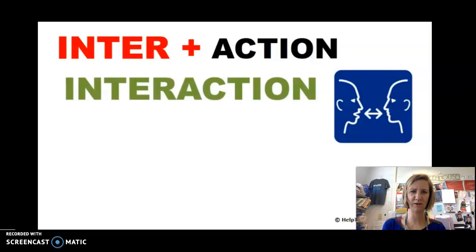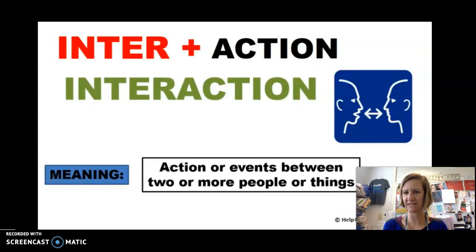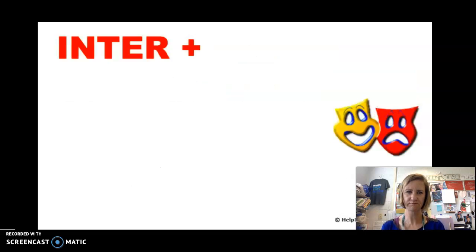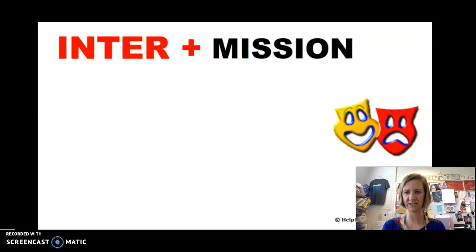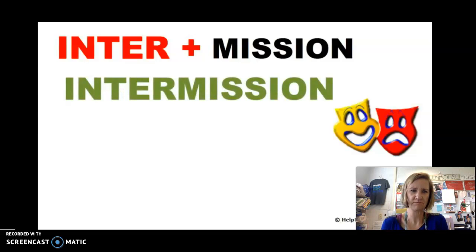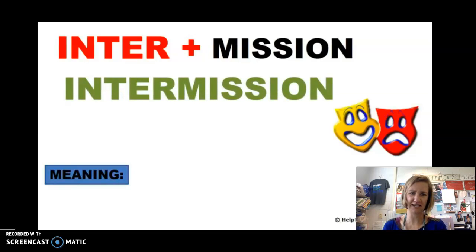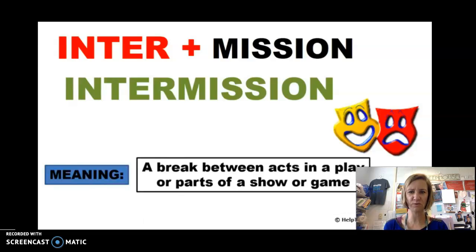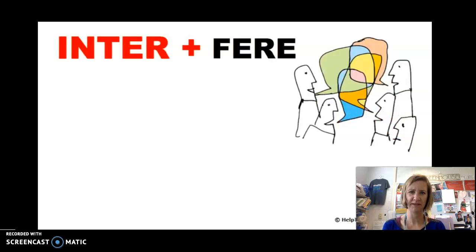So for example, when you add inter to action, it becomes interaction. And it means action or event between two or more people or things. Inter plus mission equals intermission. And the meaning of intermission is a break between acts in a play or parts of a show or game.